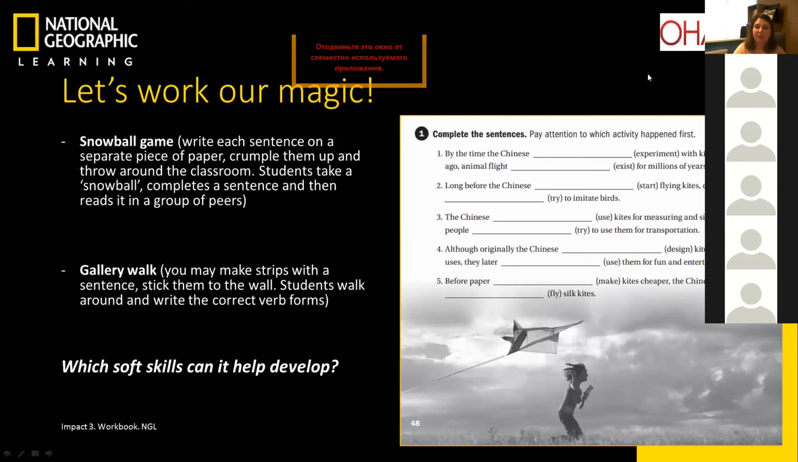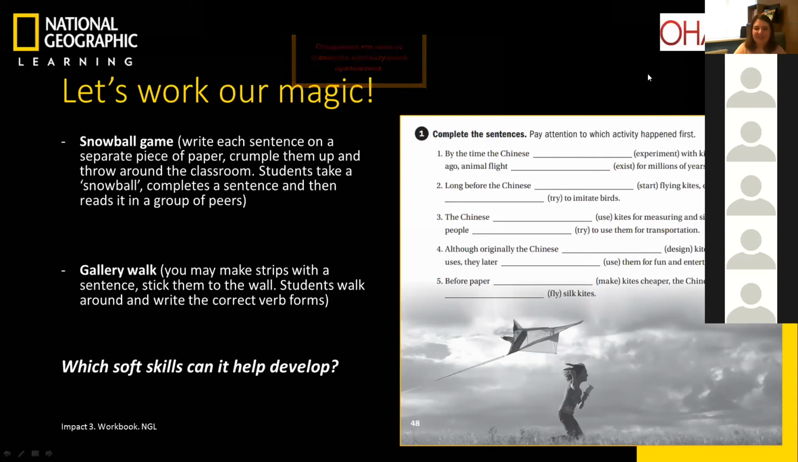You may either put this task on the wall at a few places, or you may make separate papers with a sentence and put them around the classroom. And in order to help our students hone their time management skills, you may restrict the time limits, so they need to do it as quickly as possible.